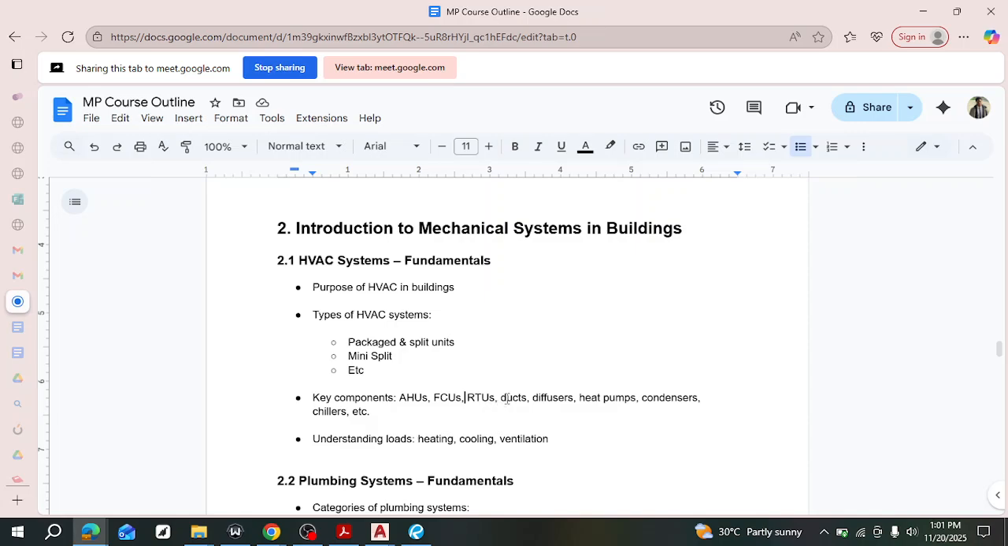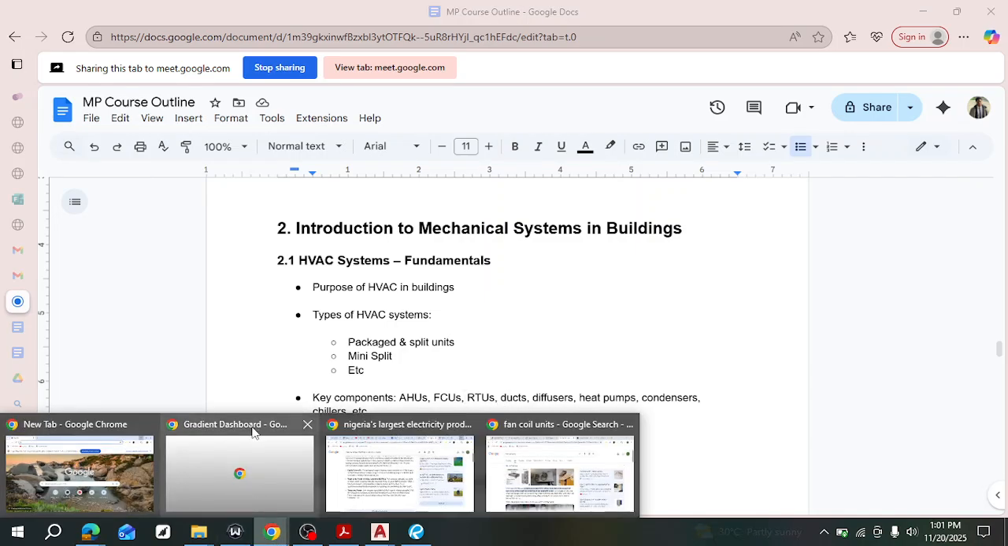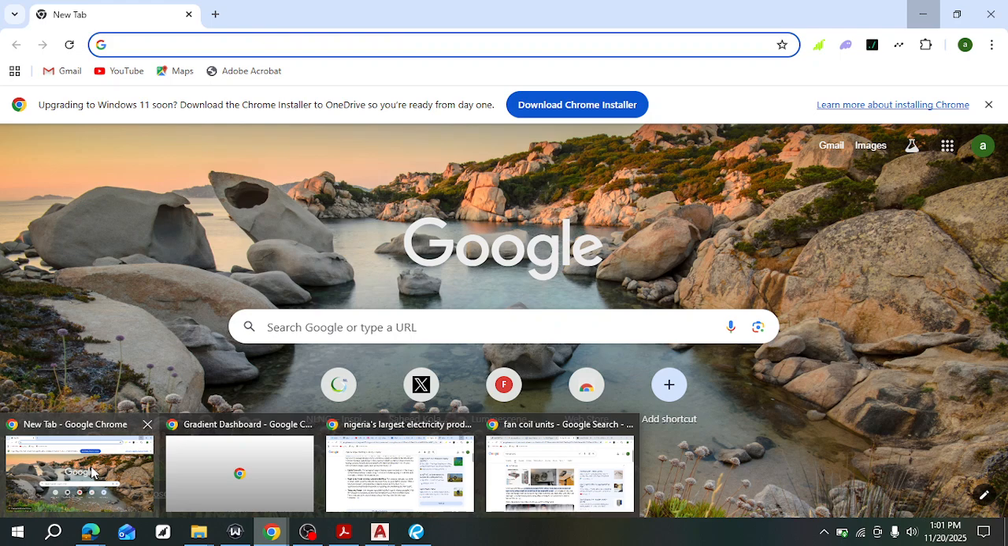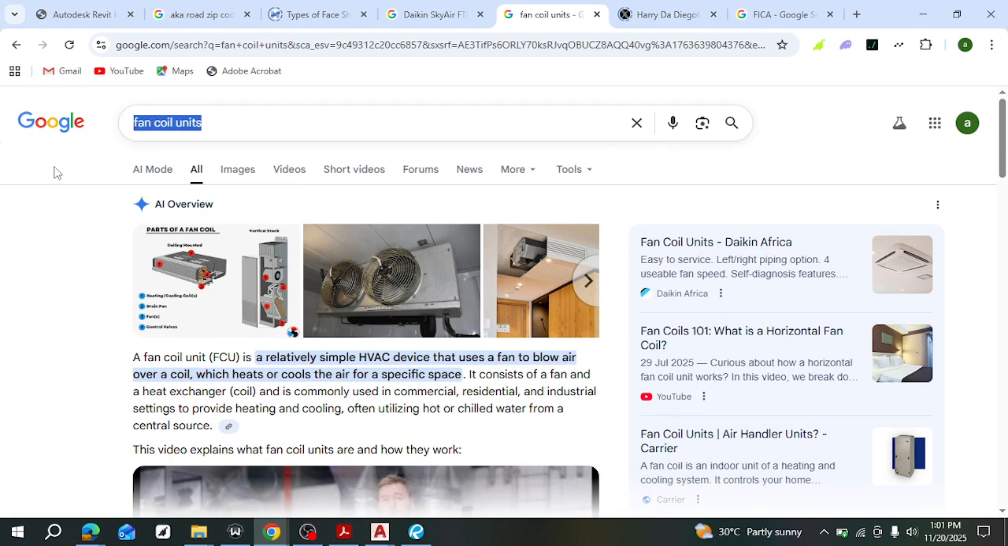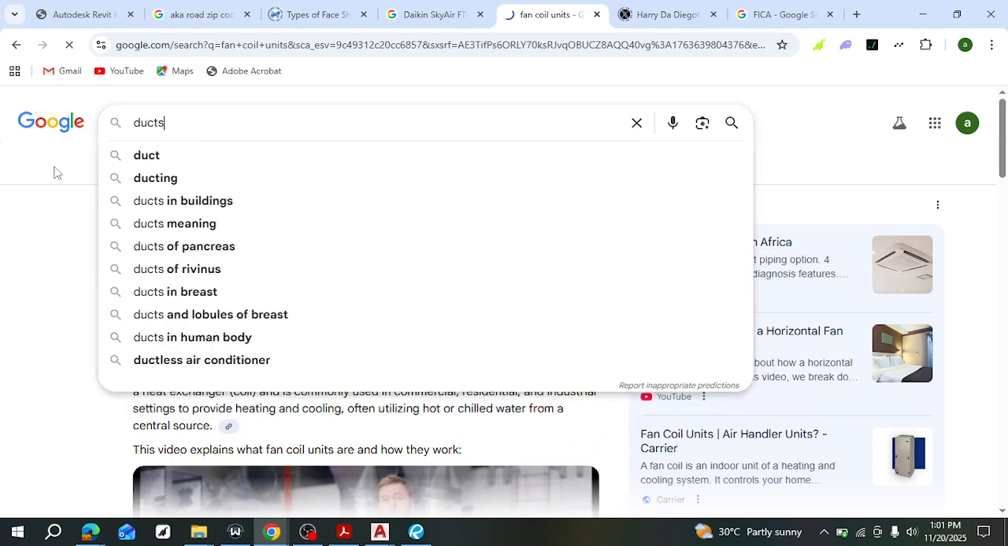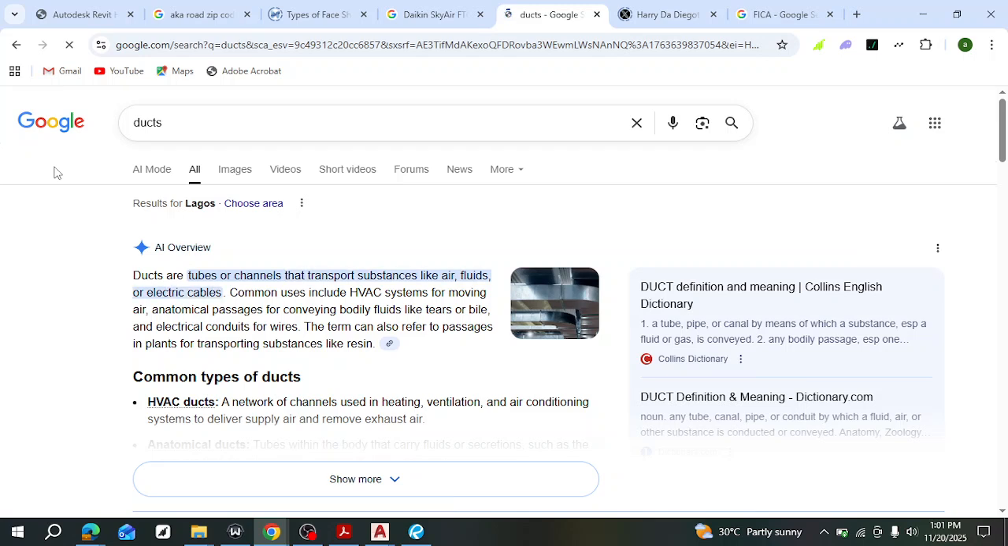There are also ducts. You've probably seen ducts in a big mall. There are different types of ducts, but their primary use is to channel air, either to supply air or to return air.